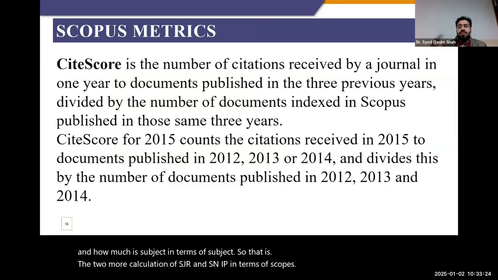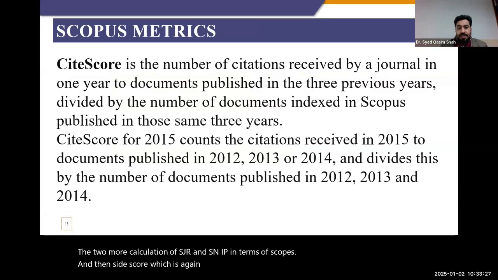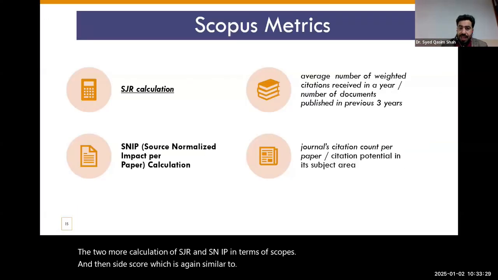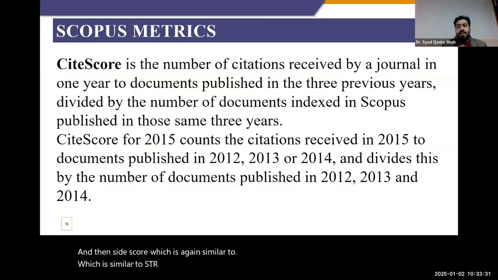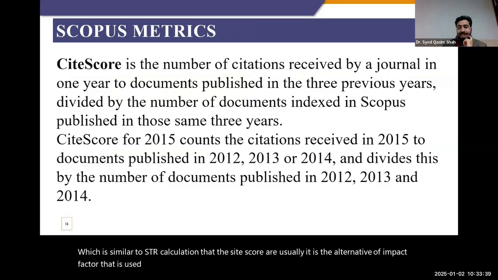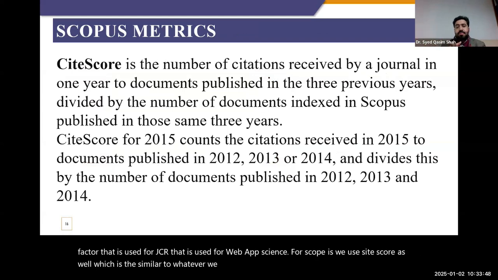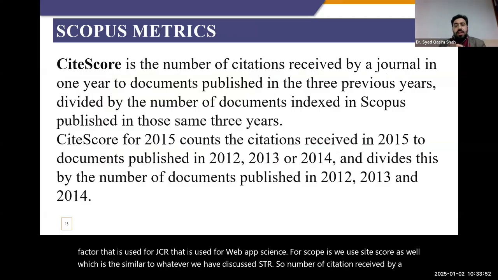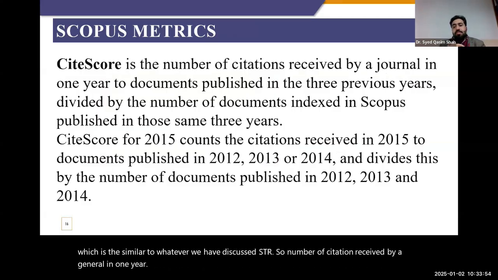And then CiteScore, which is similar to the SJR calculation. CiteScore is the alternative to the impact factor that is used in JCR, which is used for Web of Science. For Scopus, we use CiteScore, which is similar to whatever we have discussed for SJR: the number of citations received by a journal in 1 year to the documents published in the previous 3 years.